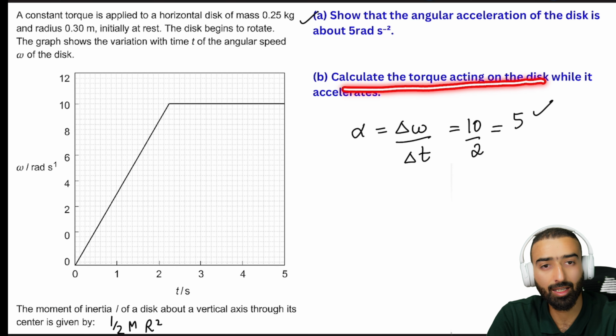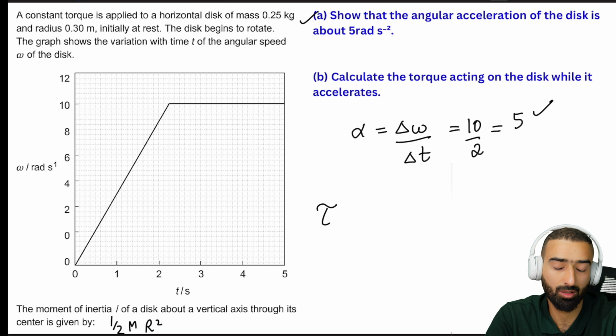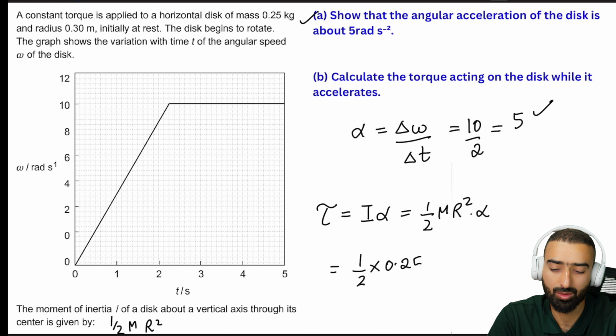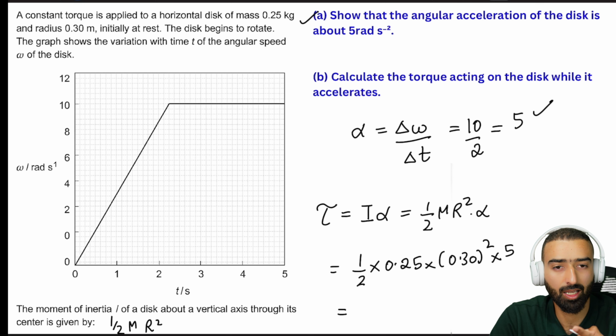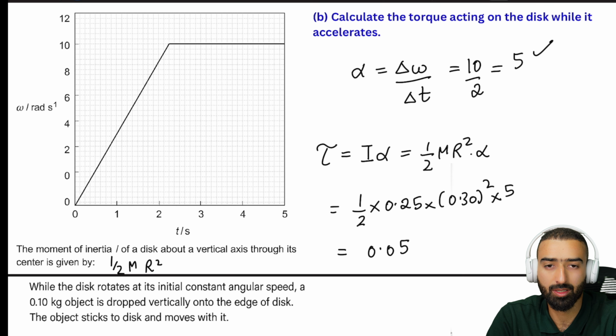Calculate the torque acting on the disc while it accelerates. We know that the torque applied on an object equals I alpha. I is given as half mr square, times alpha. So we can use half, mass is given to us 0.25, radius is 0.30 square, times alpha. So we need to plug this into our calculator and we get a value of about 0.056. So that's the torque acting on the disc.